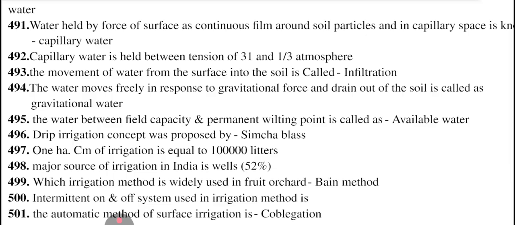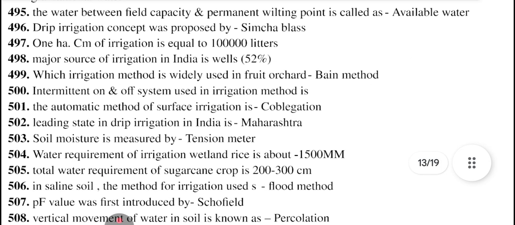1 lakh liters. Major source of irrigation in India is wells. About 52% wells are found. Irrigation method widely used in fruit orchard is basin method. Intermittent on and off system used in irrigation method is used in orchards again. Automatic method of surface irrigation is cablegation.